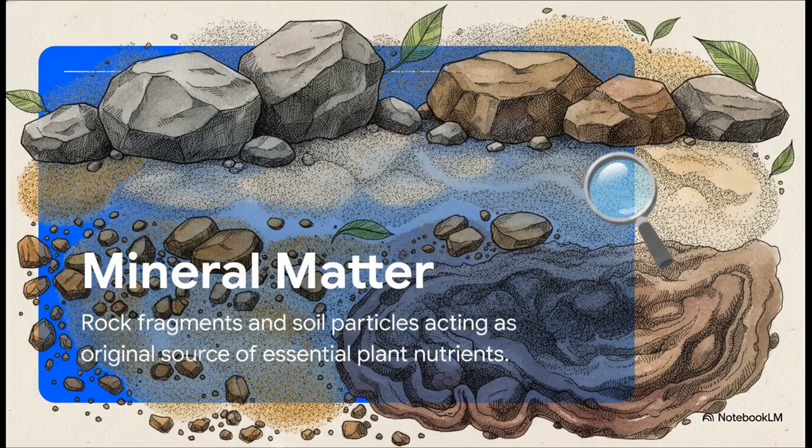Let's break down those specific components, starting with the biggest chunk, mineral matter. The inorganic portion of soil varies wildly in size. It includes rock fragments ranging from stones and massive boulders larger than 250 millimeters, all the way down to gravel, gritty sand, powdery silt, and incredibly fine, sticky clay, which is literally less than 0.002 millimeters. This inorganic fraction is the absolute original source of most of the essential mineral elements plants need to grow.